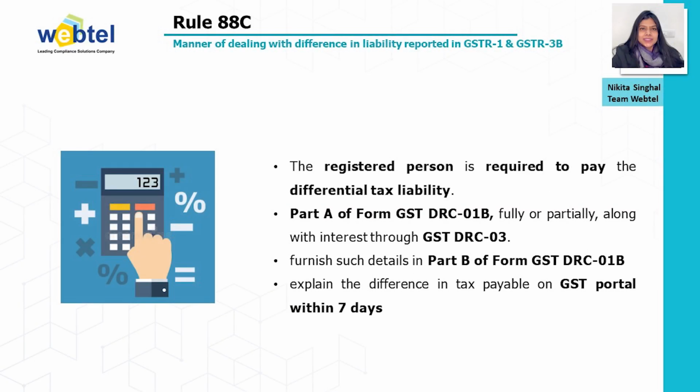Then the registered person is required to pay the differential tax liability in Form GST DRC-03 along with interest. The intimation will be given in Part A of Form GST DRC-01B, which is a newly inserted form, and after making the payment and the liability set off, the person is required to furnish such details in Part B of Form GST DRC-01B. And if the registered person thinks that he is not required to pay the differential tax amount, then he has to explain the difference in tax payable on the GST portal within 7 days.